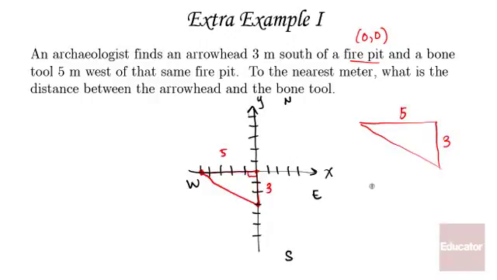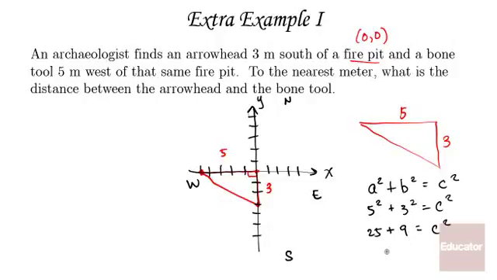Let's go back to our starting point of the Pythagorean theorem. a squared plus b squared equals c squared. So a squared we could call 5. So 5 squared plus b squared, we could call 3, equals c squared. 25 plus 9 equals c squared. And that's going to be 34 equals c squared.